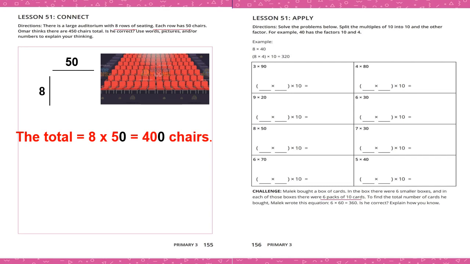8 times 50. Here we have 0. In the multiplication operation, when we have 0, you should drop the 0 in the result. Okay? And complete. 8 times 5 equals 40. So the total here equals 400 chairs, not 450. So, Omar is correct.